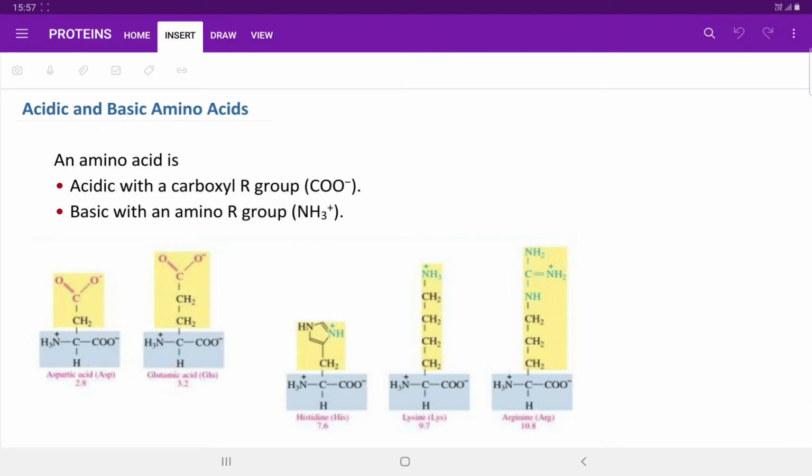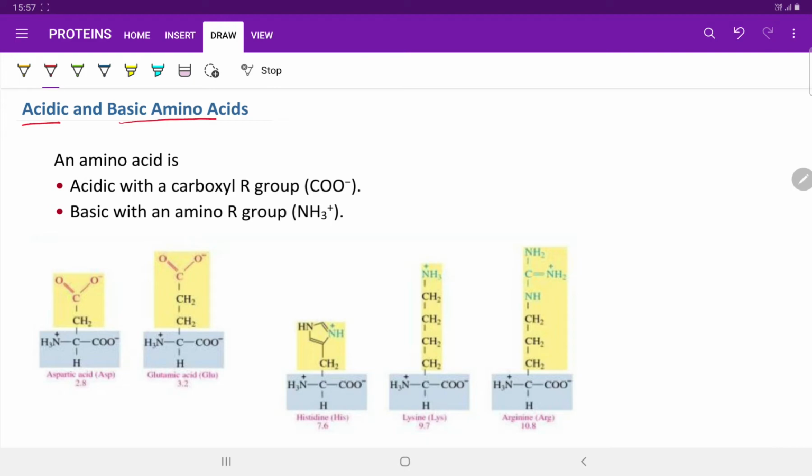Welcome students. In today's class we shall be studying about the acidic and basic amino acids, which is another classification under amino acids, types of amino acids. Now let us start with what are various types of acidic and basic amino acids.